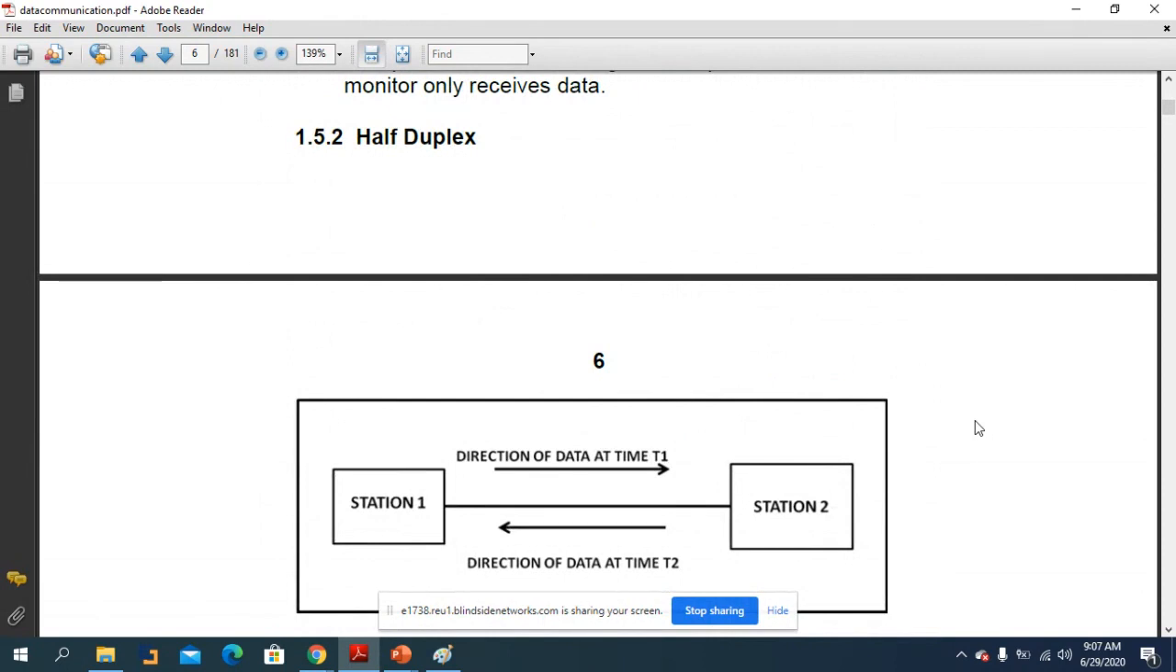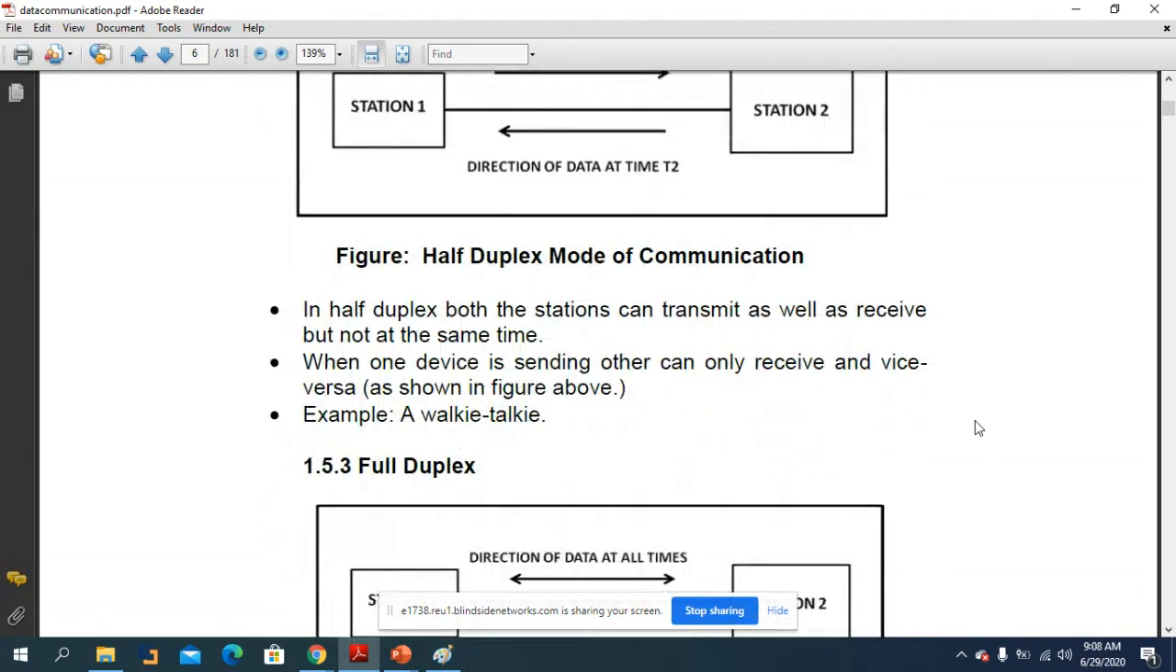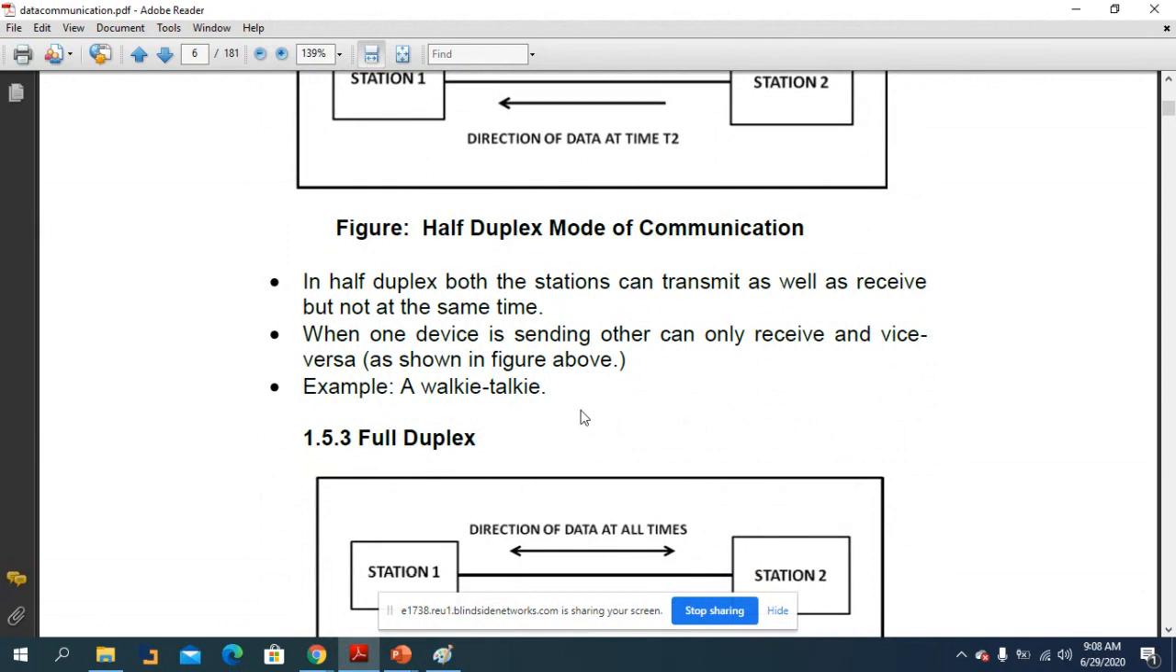But the problem is you have to wait until this person completes the execution, like a walkie-talkie. When you look at the walkie-talkie, the person who is sending data, when he is over, says over, meaning you can now allow the other person to communicate. You cannot have two people communicating at the same time in that way. One has to communicate first, then the next one afterwards. So an example of this is the walkie-talkie. When one device is sending, the other can only receive, and vice versa.